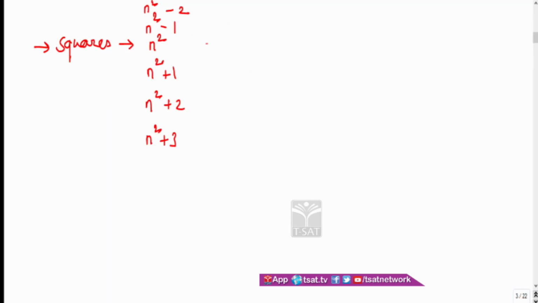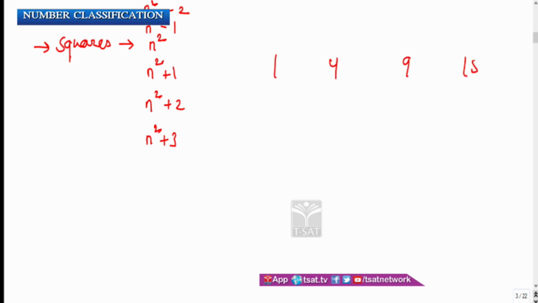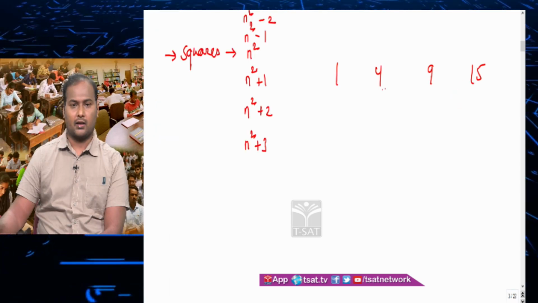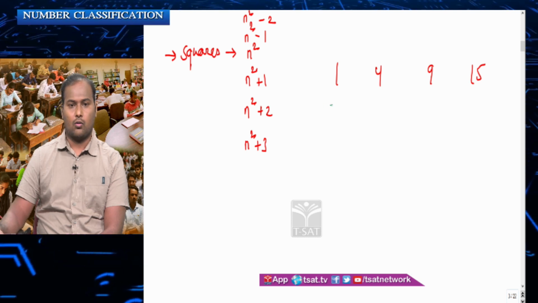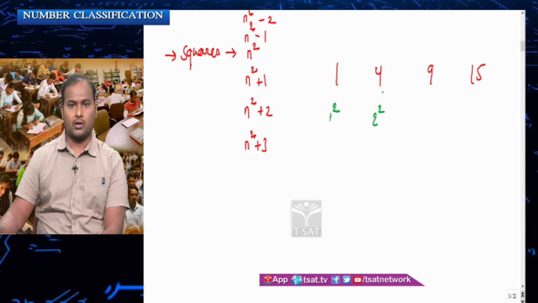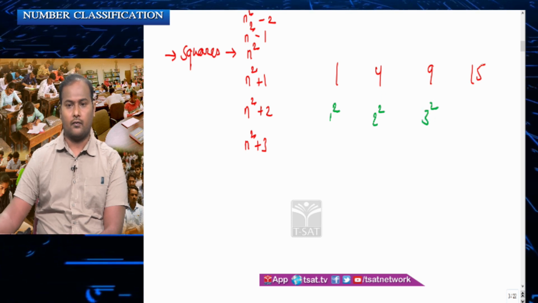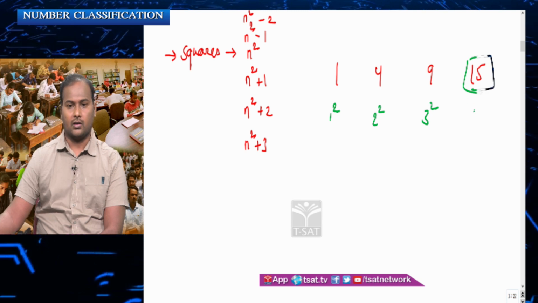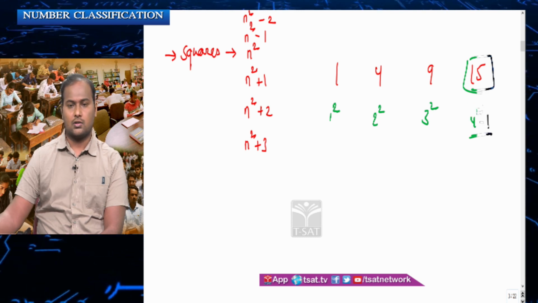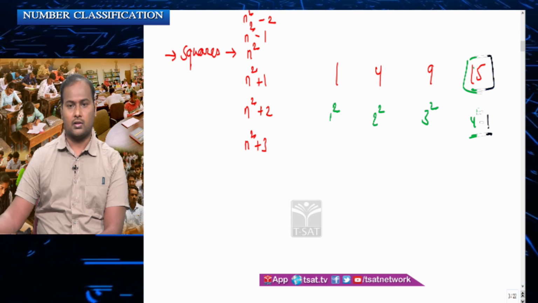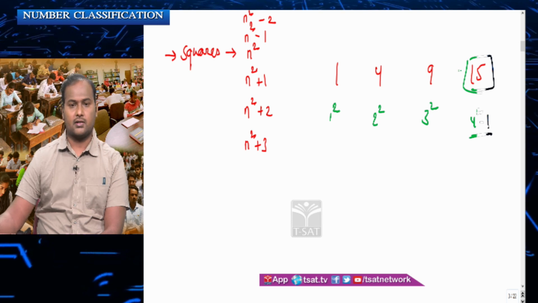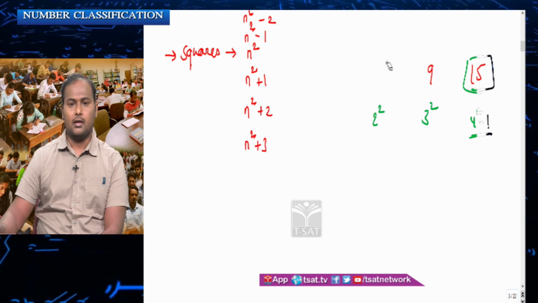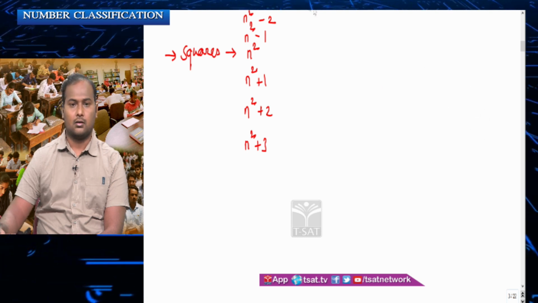For example, look at one question. Simply he will give 4 letters or 4 numbers. You need to identify a common character. If the question is like this, we need to classify these numbers into one particular group based on a character. The moment I see this, I know 1 square is 1, 2 square is 4, 3 square is 9. Obviously, this is different one, 15. It is 4 square minus 1. So obviously, this is a different one. So this is what we call classification. In the classification, we need to identify a certain character that classifies the numbers.